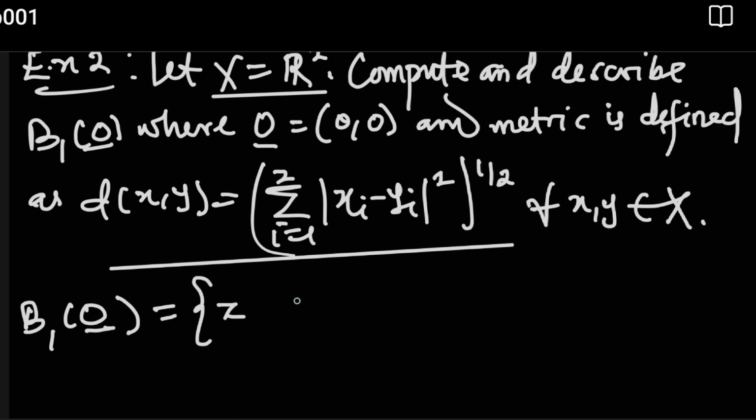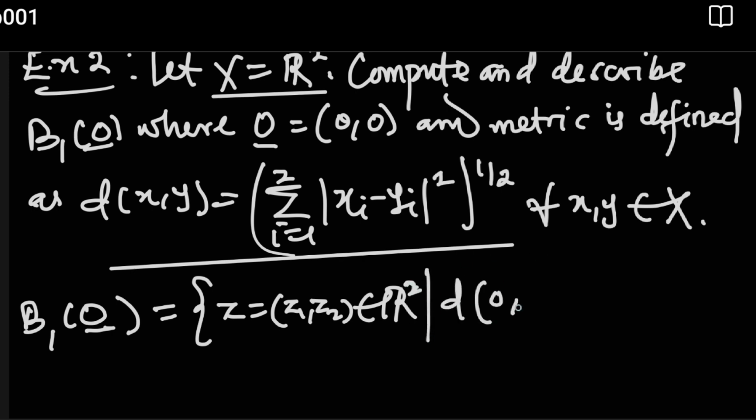So this is the set of z = (z1, z2) in R2 such that the distance between 0 and z is less than 1. 1 is our radius here, right? Okay, so remember the definition for d(0, z). This will be the sum of z squared, all raised to the power 1/2.